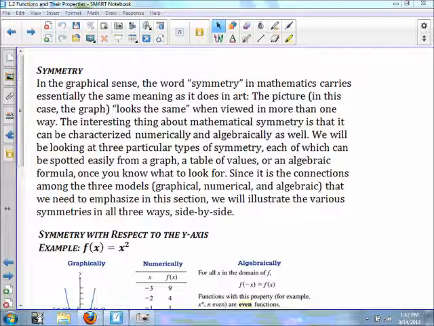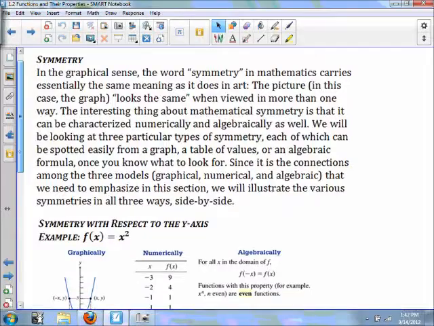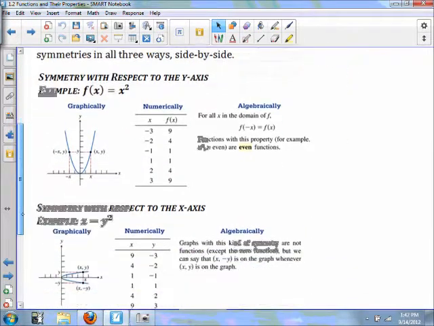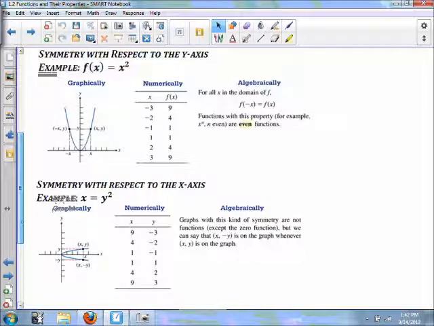Now, another way you can talk about symmetry is if you have a way to fold one part of the graph onto the other. That will also be symmetric. The only one you really have to worry about is when you're symmetric to the origin. We'll get into that. Now, symmetry with respect to the y-axis.